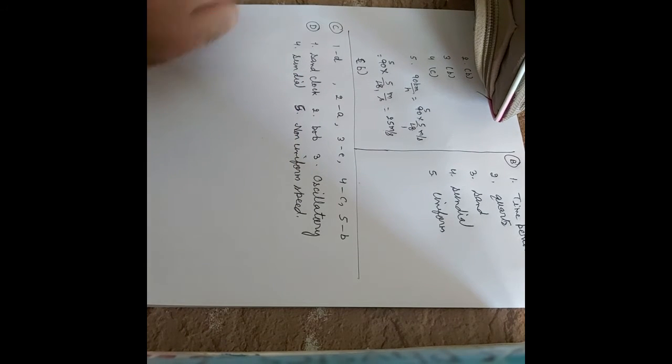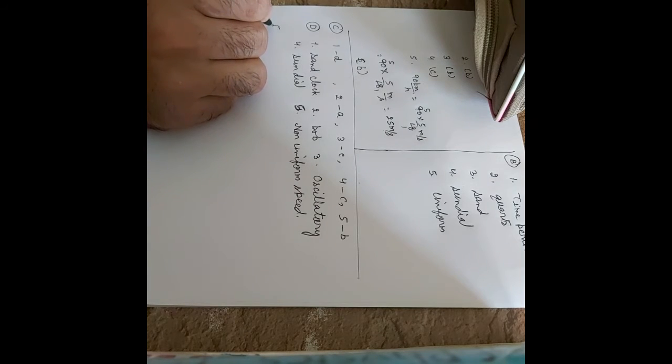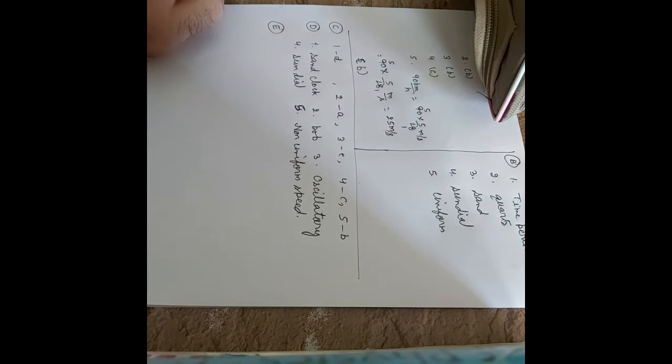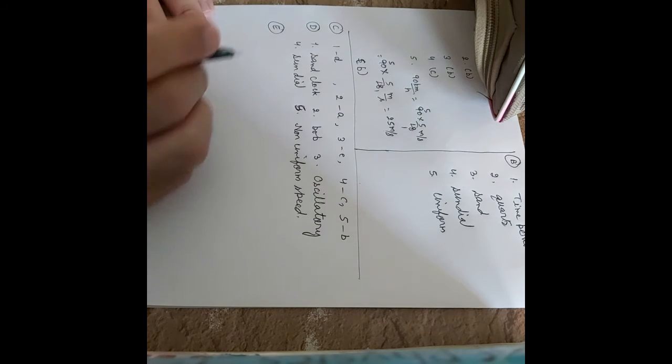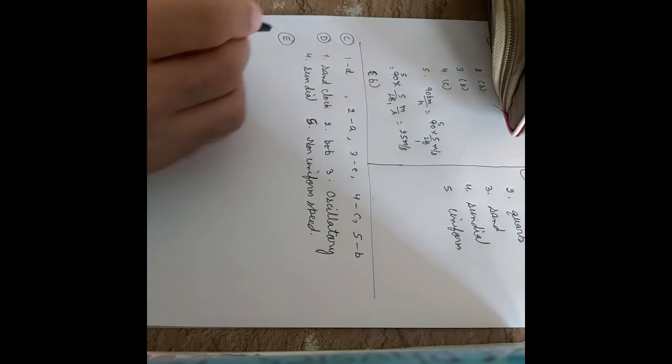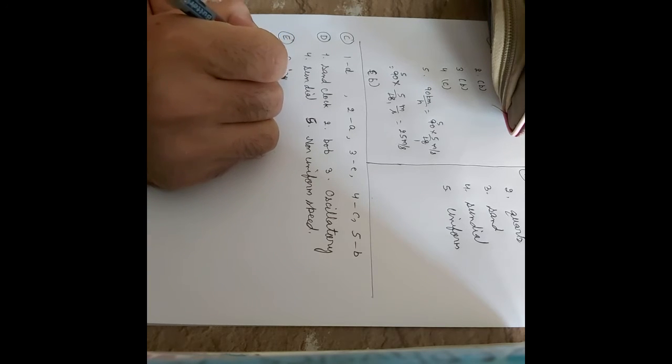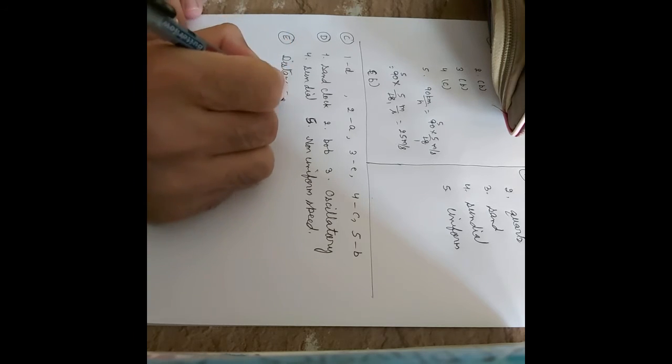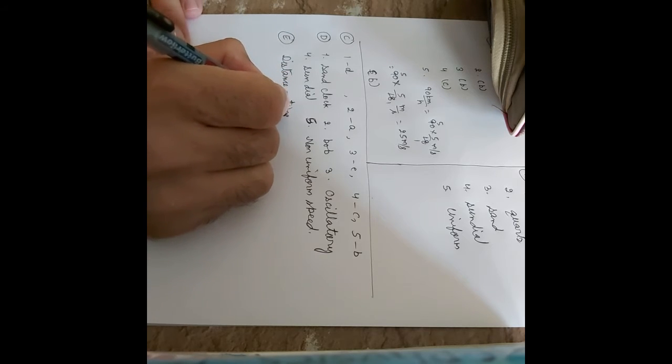Now move to the other type of question, that is E. Answer the following questions in one word or a sentence. First question is, name the line graph used to represent the motion of an object. What category of graphs have we done? Distance time graph.